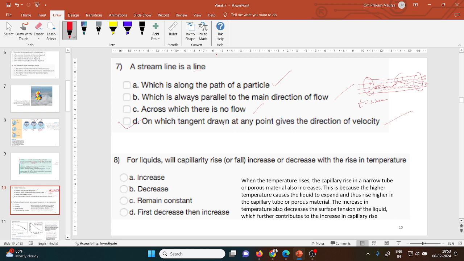So the tangent drawn at any point on the path gives the direction of velocity. So this is the correct option. Along the path of the particle, this question is given for, actually, here you need to select only one option.